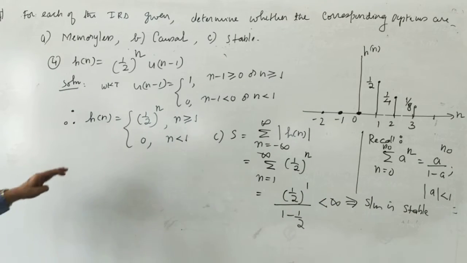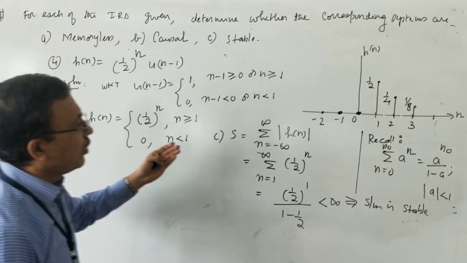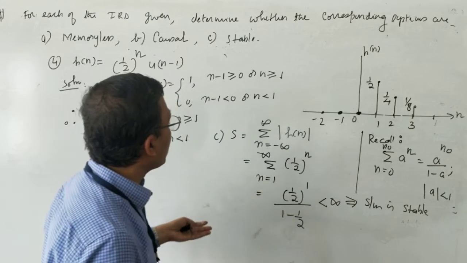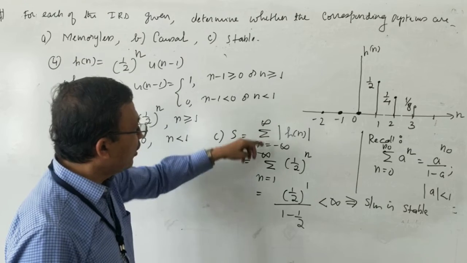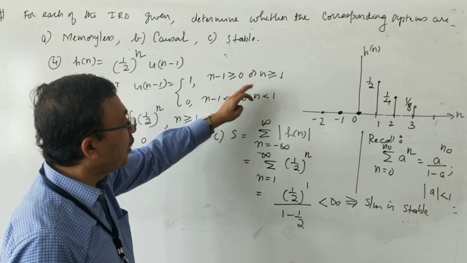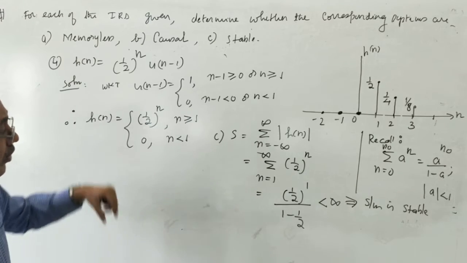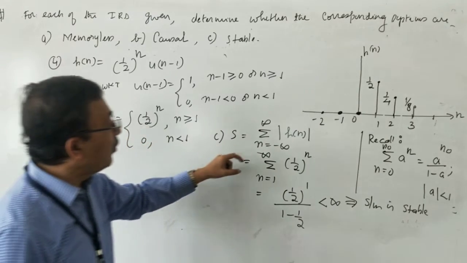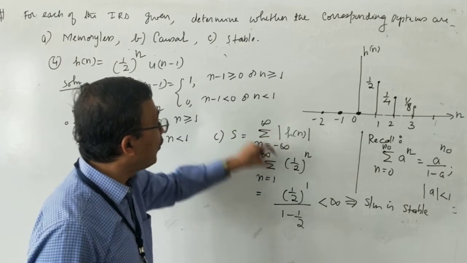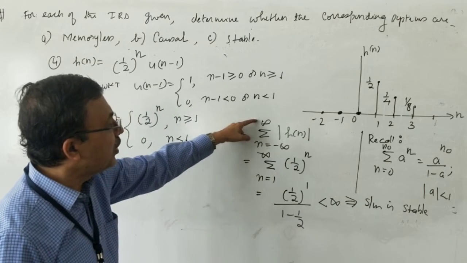So this is how, what is important is, if you want to find stability, for a continuous time system we have an integration from minus infinity to plus infinity of modulus of h of t. For a discrete time system, modulus of h of n will have a summation from minus infinity to plus infinity.